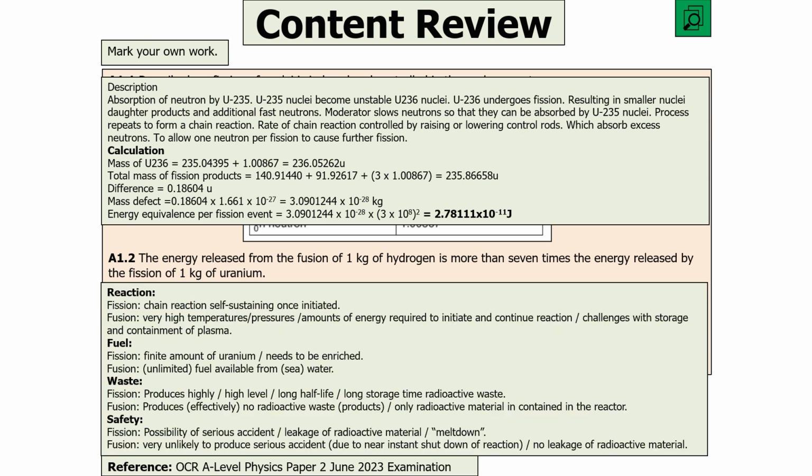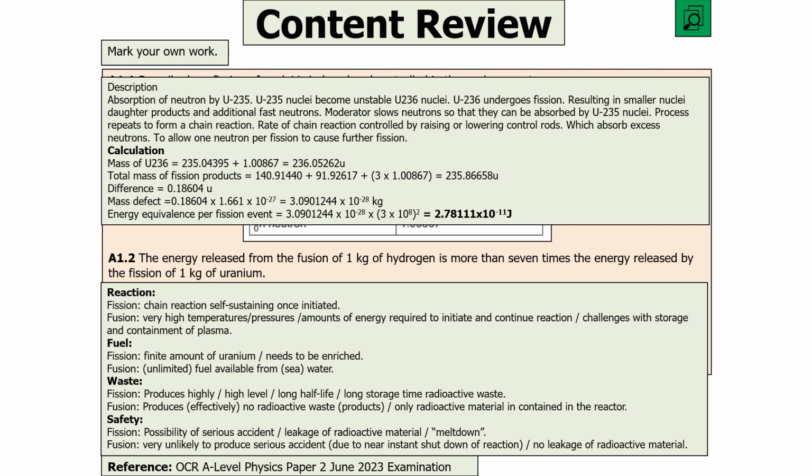Now, in the two reactions, fission is a chain reaction which is self-sustaining once initiated, while fusion requires high temperatures, high amounts of energy, and high density to continue this particular process throughout. Now, the fuel of fission is uranium, which will need to be enriched, so we'll have to have more of the uranium-235 placed into it. Fusion needs just fuel from water itself, it is hydrogen.